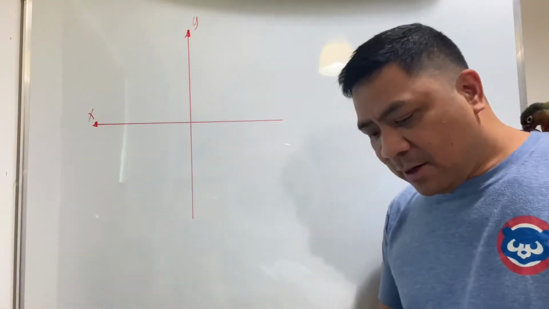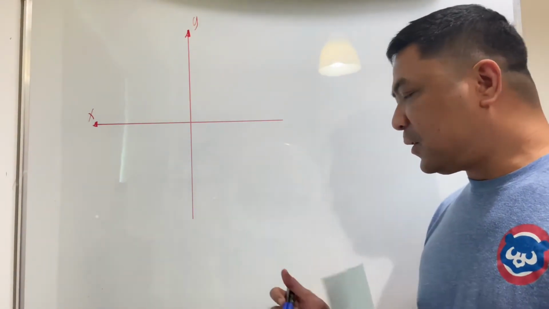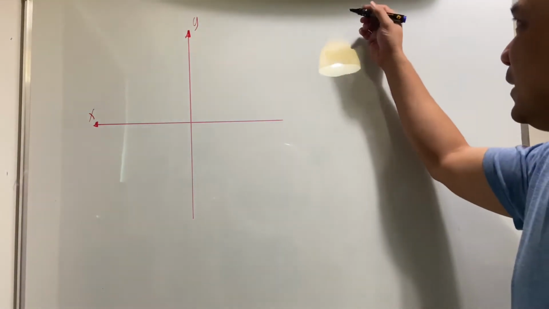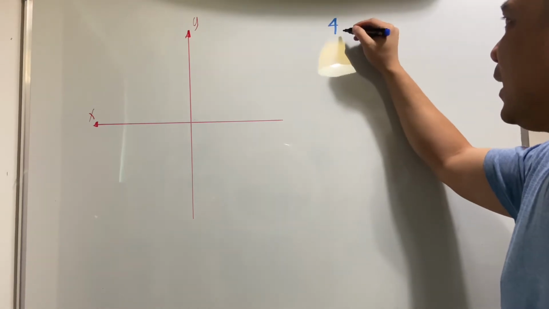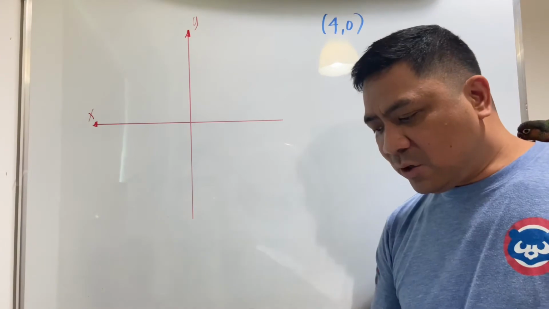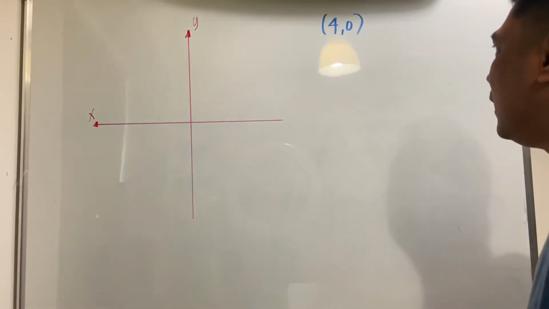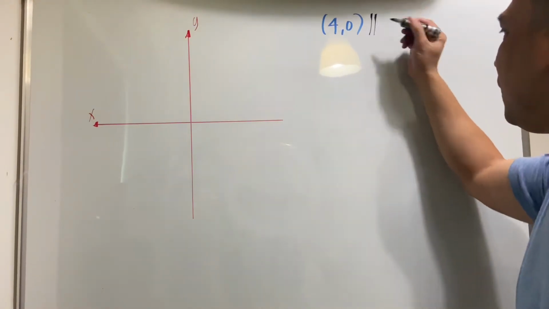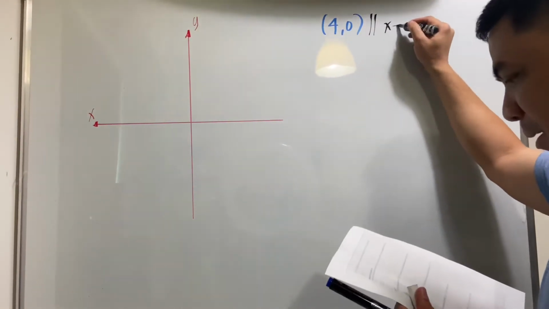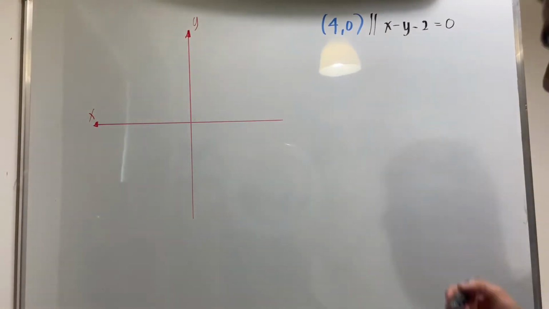Okay? So let's try this one. What is the equation of the line that passes through (4, 0)? So we have a line that is passing through (4, 0). We are asked to find the equation of this, but we are given a condition wherein this line is parallel to another line which has an equation x - y - 2 = 0.